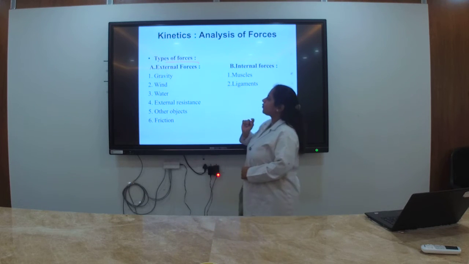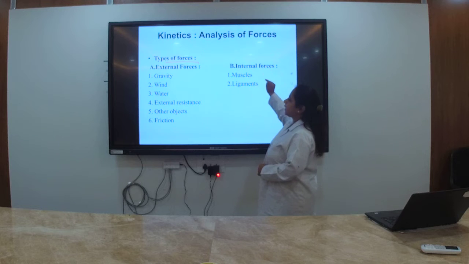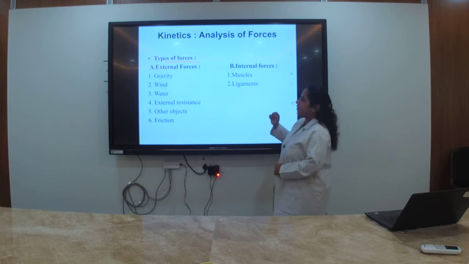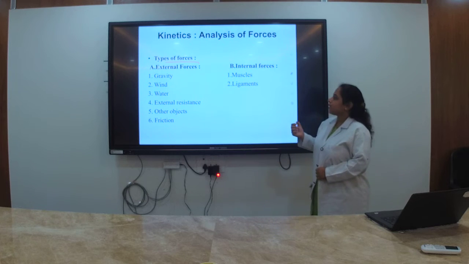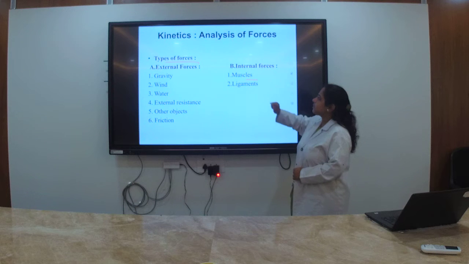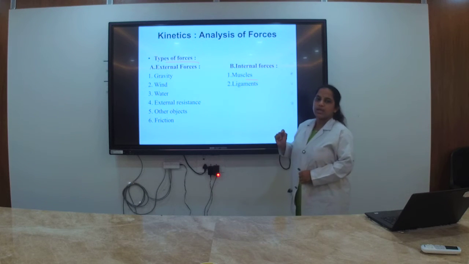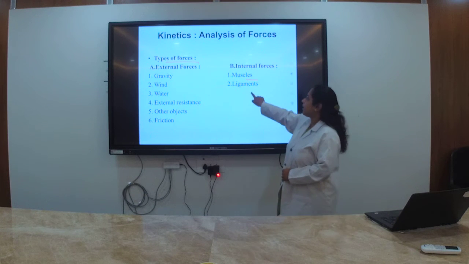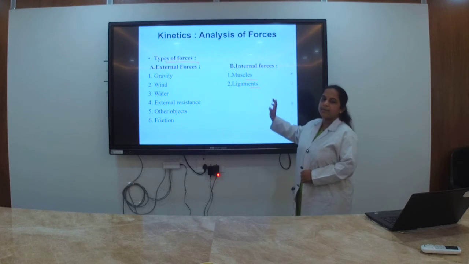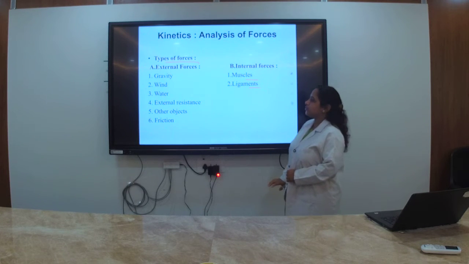There are two types of forces, external and internal forces. When we are doing some movement, the movements are usually done by the muscles, that is the internal force, and movements are controlled by ligaments. So again, muscles and ligaments are examples of internal forces.